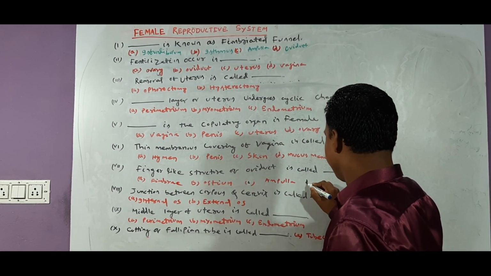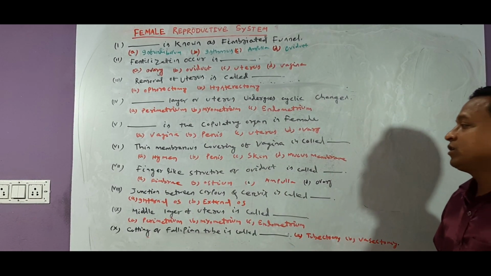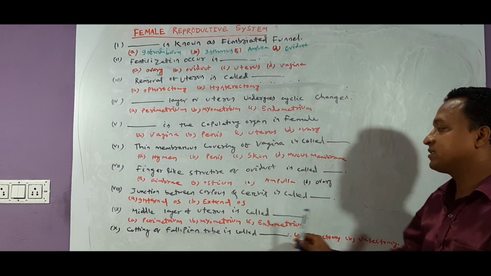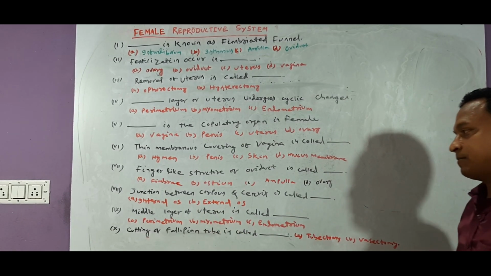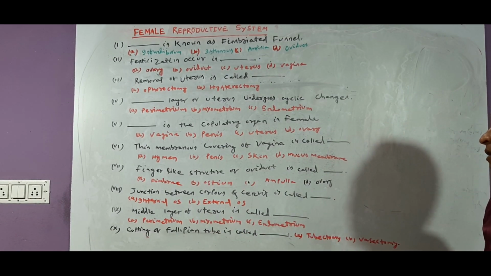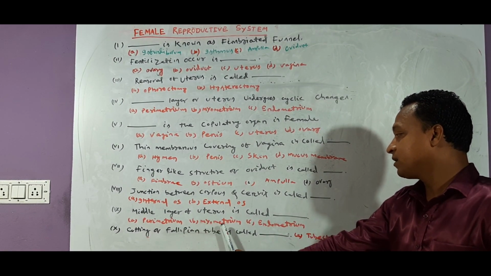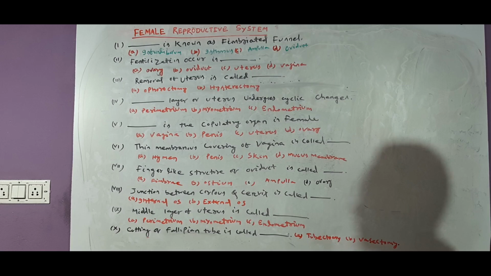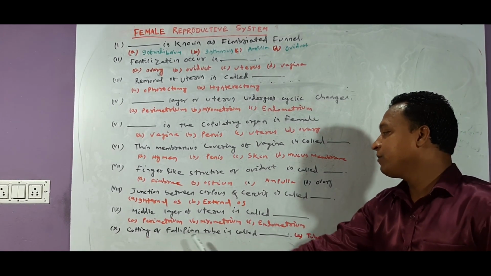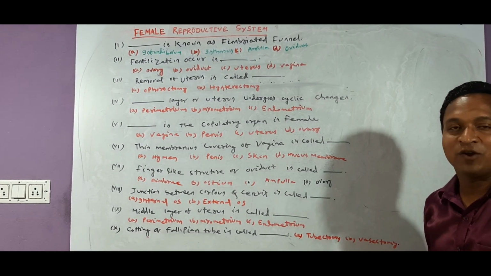And another option is ovary. The next question, the junction between corpus and cervix is called dash. Option A, internal os. Option B, external os. The next question, the middle layer of uterus is called dash. Option A, perimetrium; B, myometrium; C, endometrium. The last question, the cutting of the fallopian tube is called dash. A, tubectomy; B, vasectomy. You have to answer all these questions in the comment box. Thank you.